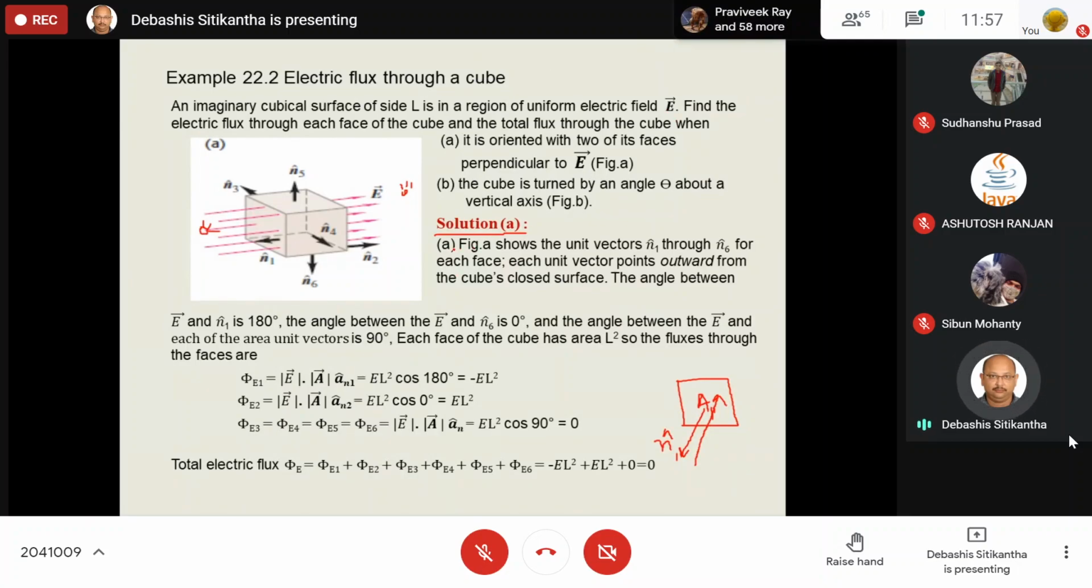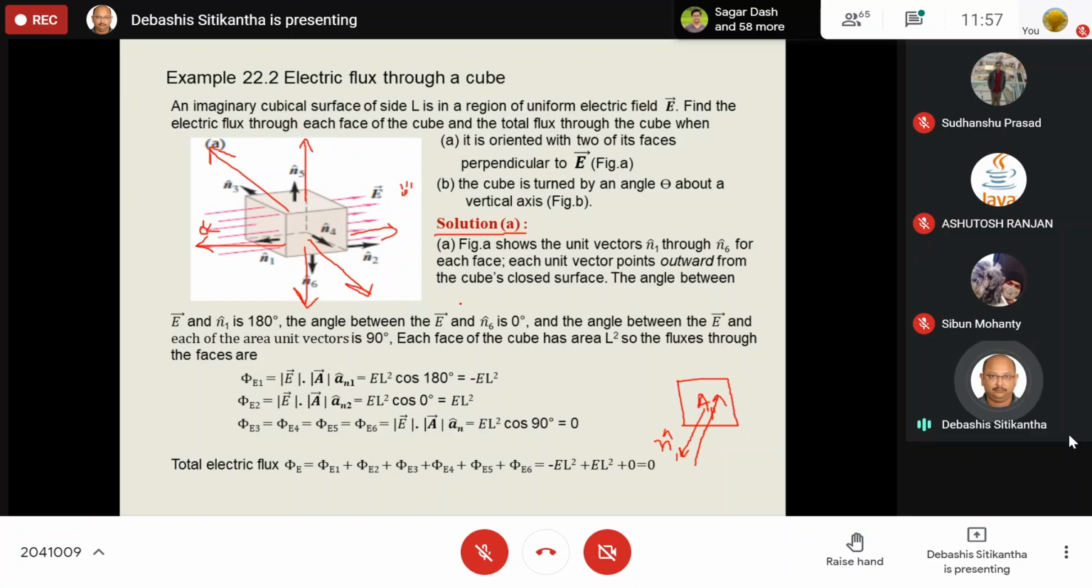Over here it is written that figure A shows the unit vectors n1 cap through n6. So n1 is over here, n2 is in this direction, n3 is along this direction, n4 is along this direction, n5 top, n6 bottom. And this is as usual n1. Now n1 and n2 will be anti-parallel to each other. Each unit vector points outwards from the cube's closed surface. Obviously, this is going to be outwards.